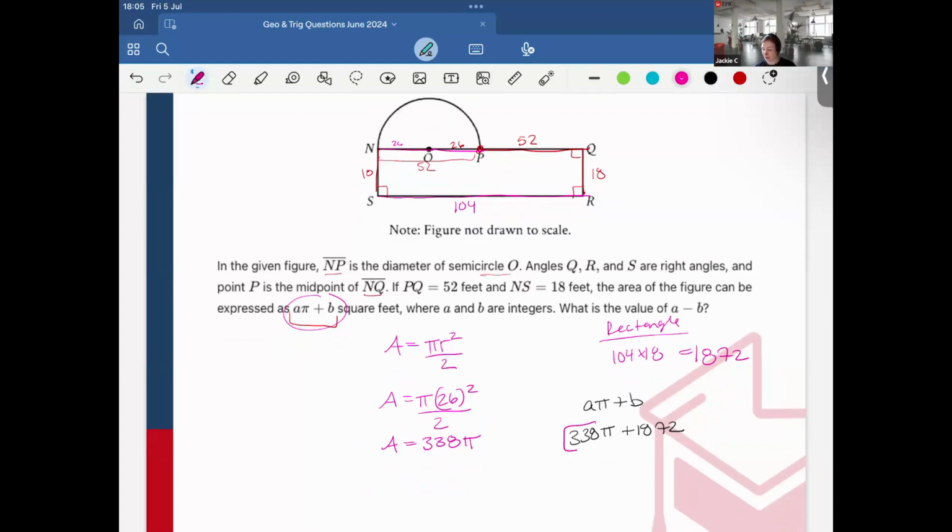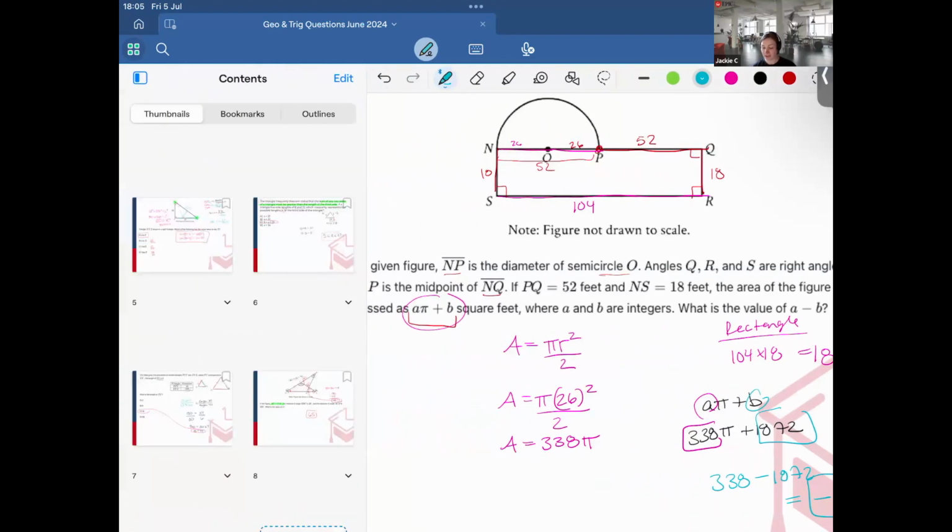Okay, so my a value correlates to 338, and my b value corresponds to 1872. And final step would be 338 minus 1872, which is equal to negative 1,534. And that would be the answer that I type in. You can type in negative numbers.